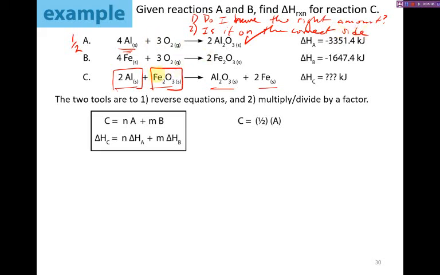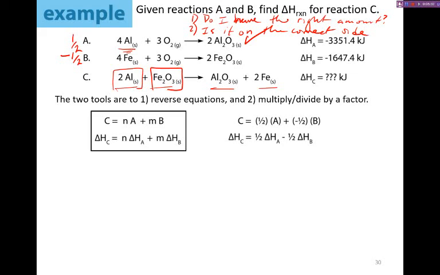So when looking at iron oxide, we notice that in B, we have twice as much as we need. So we need to cut it in half. But we also notice that it's on the wrong side of the equation. So we need to reverse the reaction. And so that would look like that. So for their enthalpies, we're going to do the same manipulations: 1/2 of the enthalpy for A and -1/2 of the enthalpy for B.